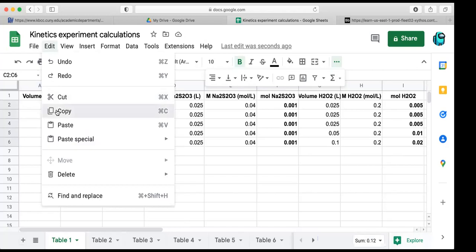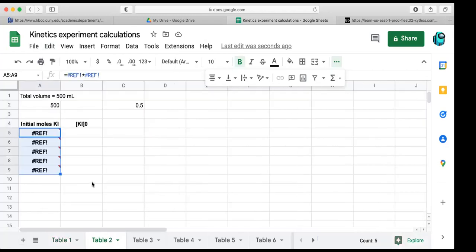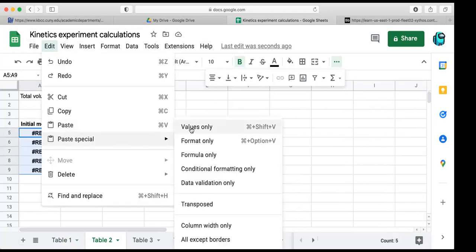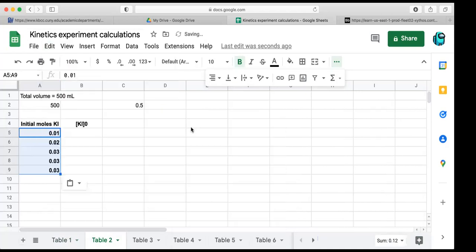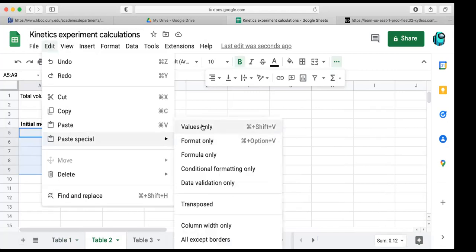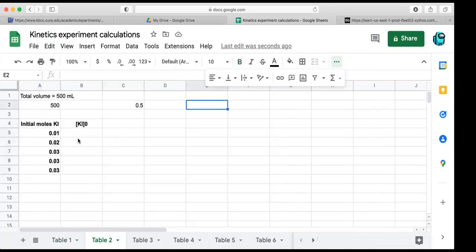I'm going to copy, come into table 2, and go to paste special, just values. Sometimes it gets confused about where the cells are coming from, so if you just hit paste, it will lose the information. But if you go to Edit, Paste Special, and just do values, you're set. It'll work. And then again, this divided by 0.5.